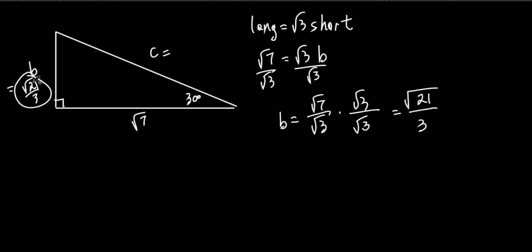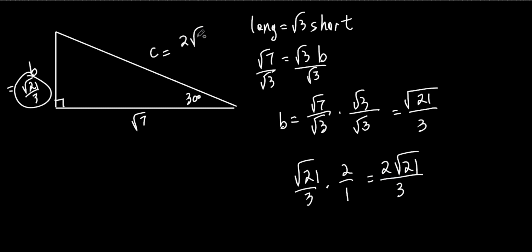Since we know the short side now, what do we do to find the hypotenuse? We multiply by 2. So how in the world do I multiply the square root of 21 over 3 by 2? Yeah, it's a whole number and a square root. You can't combine them, so you just write 2 square root of 21 over 3. That's how you would write it, just like that. So it's 2 times the square root of 21 over 3. I don't see any on the worksheet that are like that, so you don't have to worry about that. But anyway, that's how you would do it if they gave you that number.